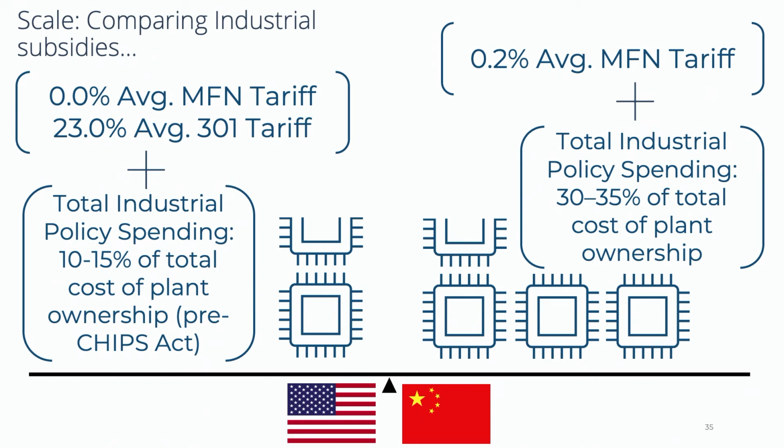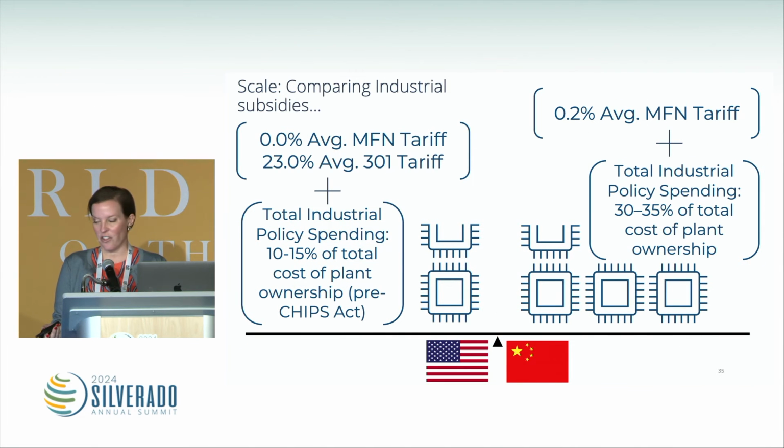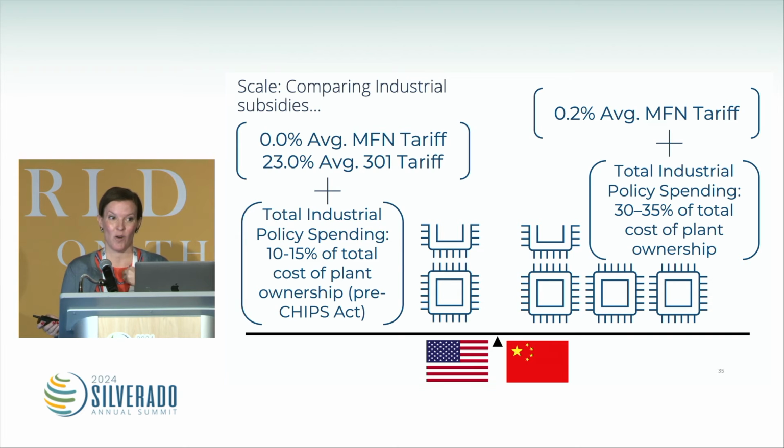Taking a quick look at industrial policy spending, albeit pre-CHIPS Act. I want to be clear, this is before the CHIPS Act influence has entered the data. Without that, we spend about 10 to 15% of the cost of a plant on subsidies, while China doubles that, at around 30 to 35%. Our MFN tariff is 0%, but fortunately, we have a 301 tariff on chips of 23%. But we have to remember that most chips come into our market not as a chip, but in a cell phone or a computer or a microwave or a car.